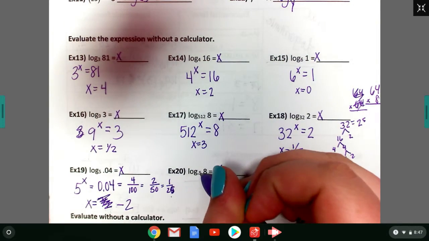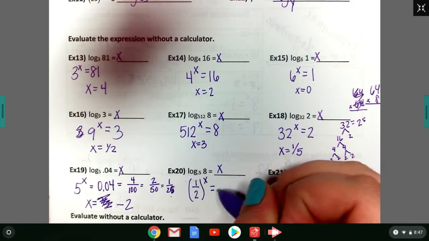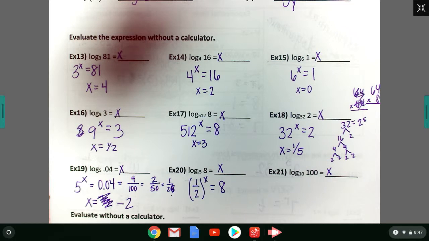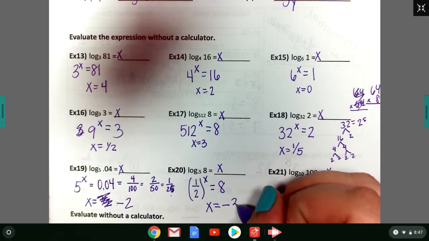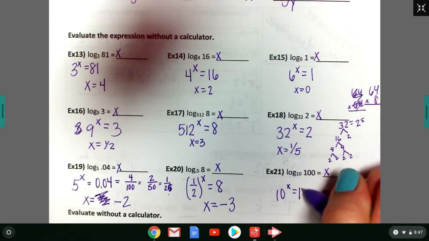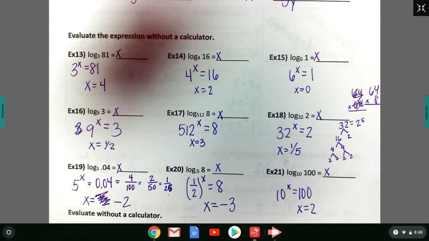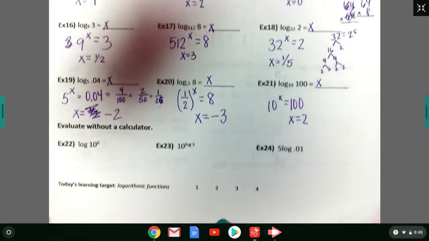All right, 2 more. So 1/2 to the x equals 8. So 1/2 times itself, how many times equals 8? Well, it's going to get smaller and smaller if we multiply, so it's going to have to be negative. And once we make it negative, if we multiply by itself 3 times, we'll get 8. So negative 3. 10 to the what equals 100? Well, we need to square it, so x equals 2. Okay, on to the next set.